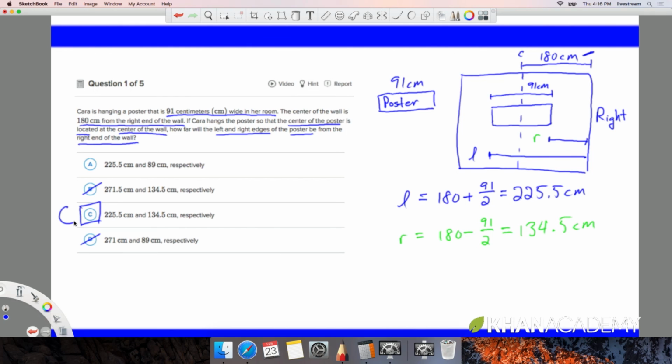So in this problem, it was very important to work through the information given to you step by step and to draw a diagram to help you work through it piece by piece, because if you had tried to skip through and do it mentally, you might have done 180 minus 91 or plus 91, and you would have missed some of the nuances in this problem. But once you draw the diagram, it becomes a lot easier to work through.